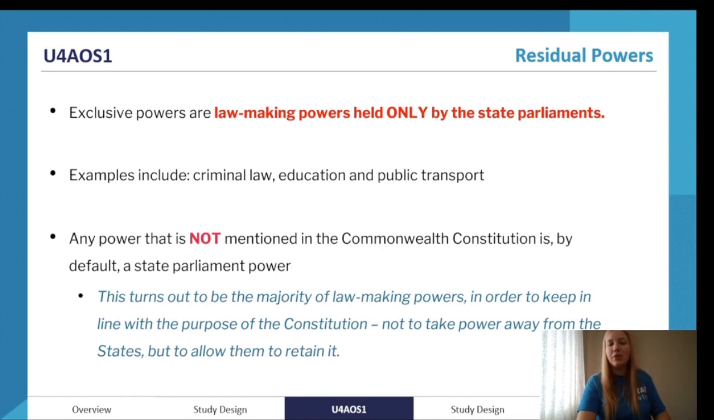So it turns out to be the majority of lawmaking powers. This is a really good quote. In order to keep in line with the purpose of the Constitution, the initial purpose of the Constitution when it was established, because Australia was coming together as a federation and all of these states joining together into a federation. So it tried to reinforce this purpose of not taking power away from the states, but allowing them to retain as much power as possible without the Commonwealth powers interfering too much. Therefore, the majority of lawmaking powers are residual.